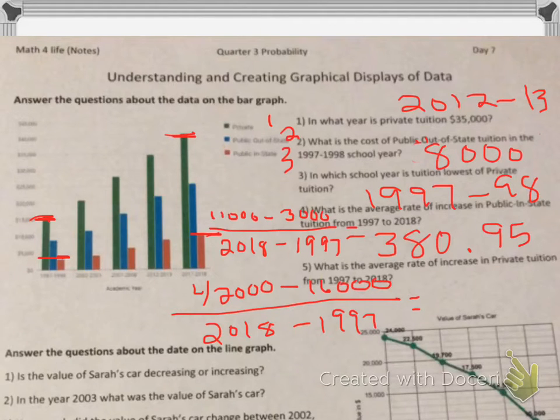Then I'm going to round that to the nearest dollar. And when I do that, I get an increase of $1,238.50 every year in the cost of private tuition, or an increase quite a bit higher than that of what it is for public in-state tuition. So that's how we answer the questions there on that first graph.